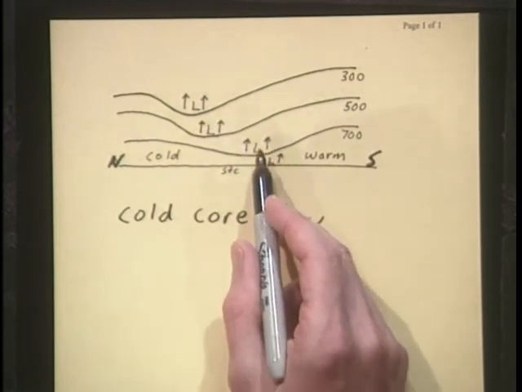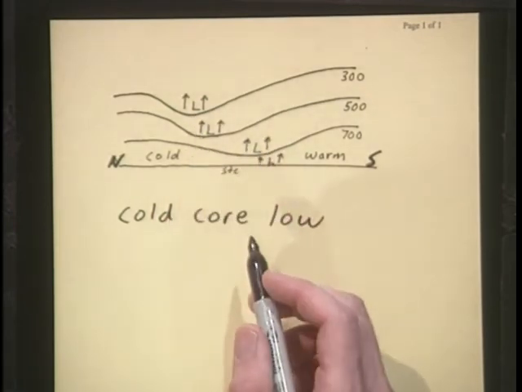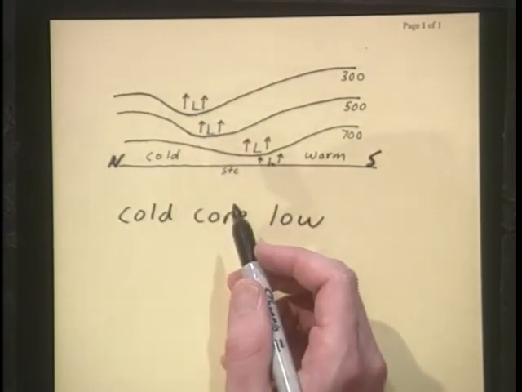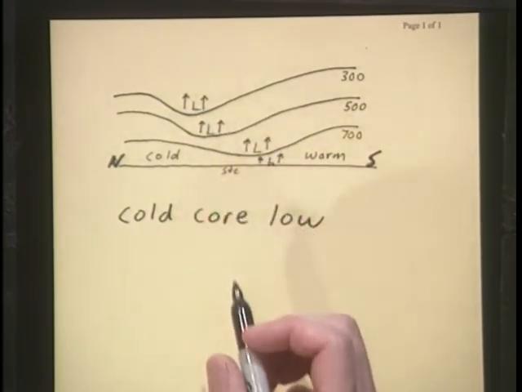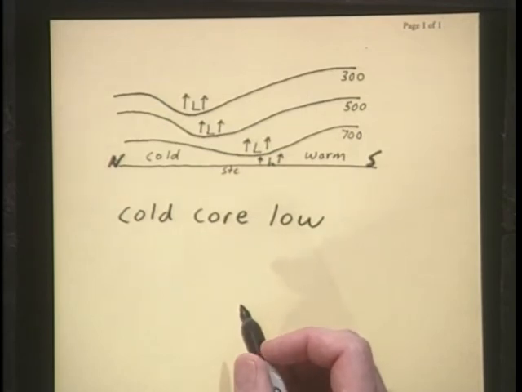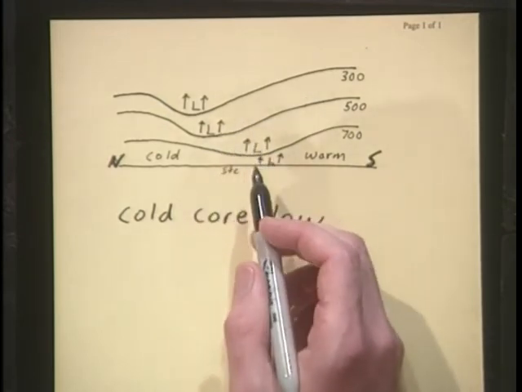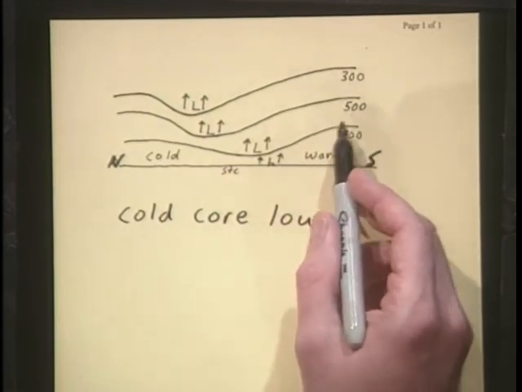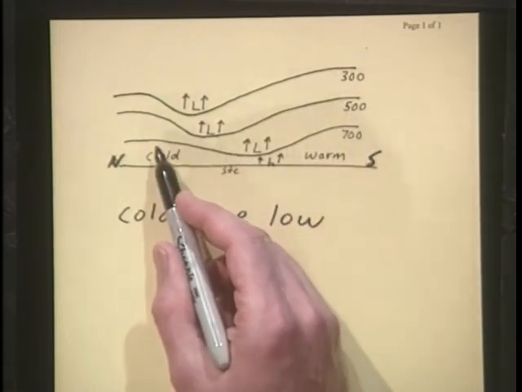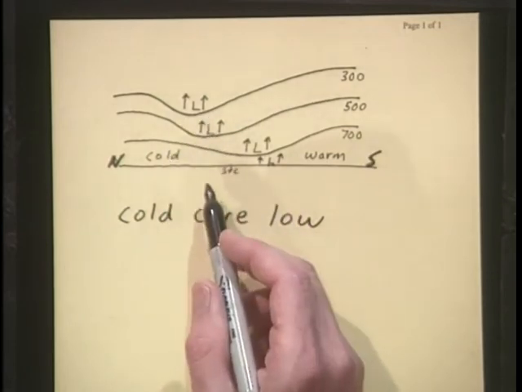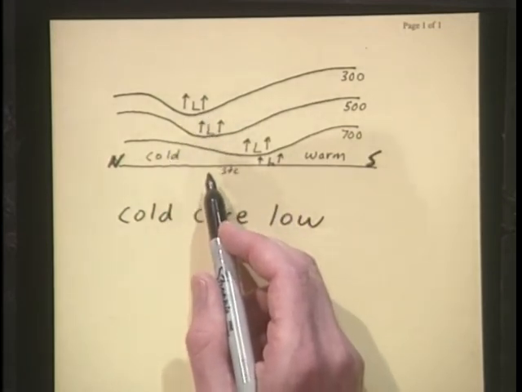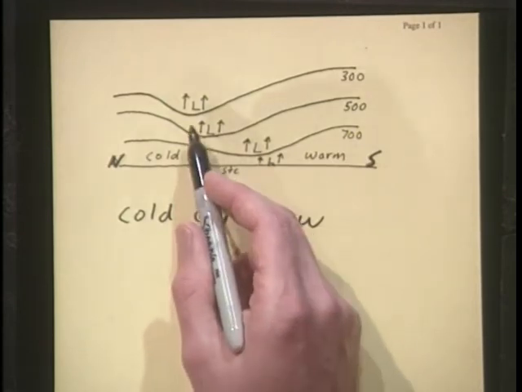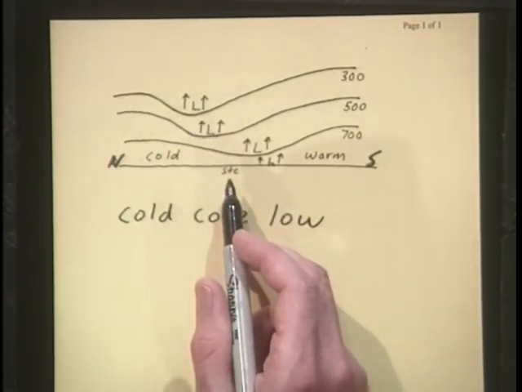You also have rising air with the cold core low, and that helps cool the air even further. And if precipitation occurs, that's going to cool the air also. So this is a cross-sectional view, and you'll notice how the 700, 500, 300 millibar pressure surfaces dip down closer to the surface, because when the air is colder, the air is more dense. And the more dense, more compacted air will cause the pressure surfaces to be closer together.